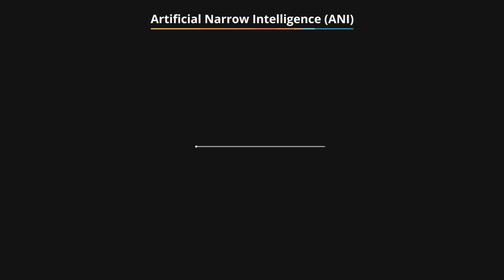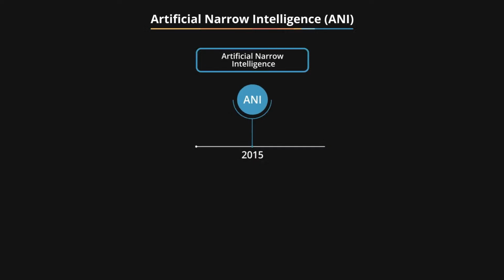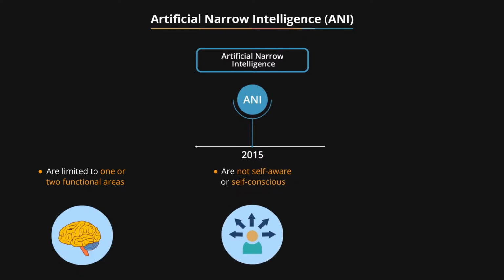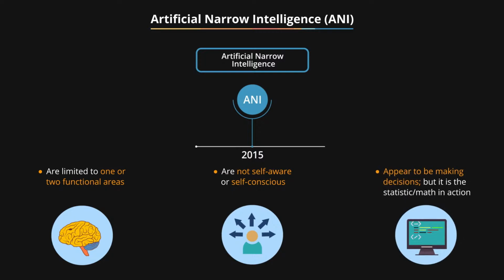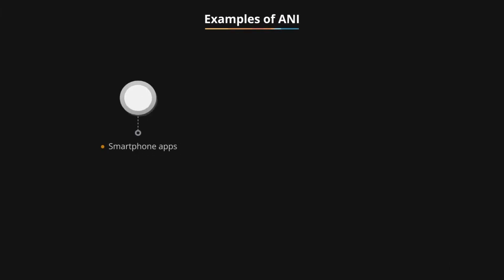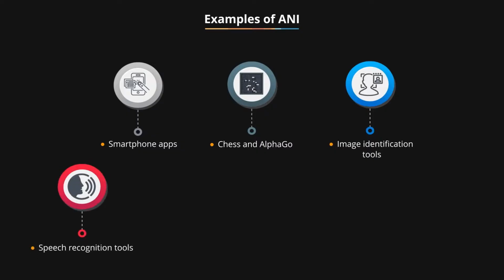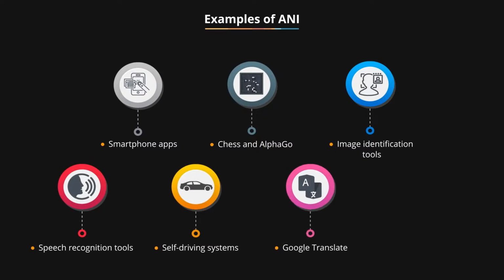The systems using artificial narrow intelligence, or ANI, are limited to 1 or 2 functional areas, like recognizing objects or gestures. These systems are not self-aware and do not portray any self-consciousness. Although they appear to be making decisions, it is just the statistics in action in the background. Examples of ANI are smartphone apps, chess, AlphaGo, image identification tools, speech recognition tools, self-driving systems, Google Translate, and spam filters.